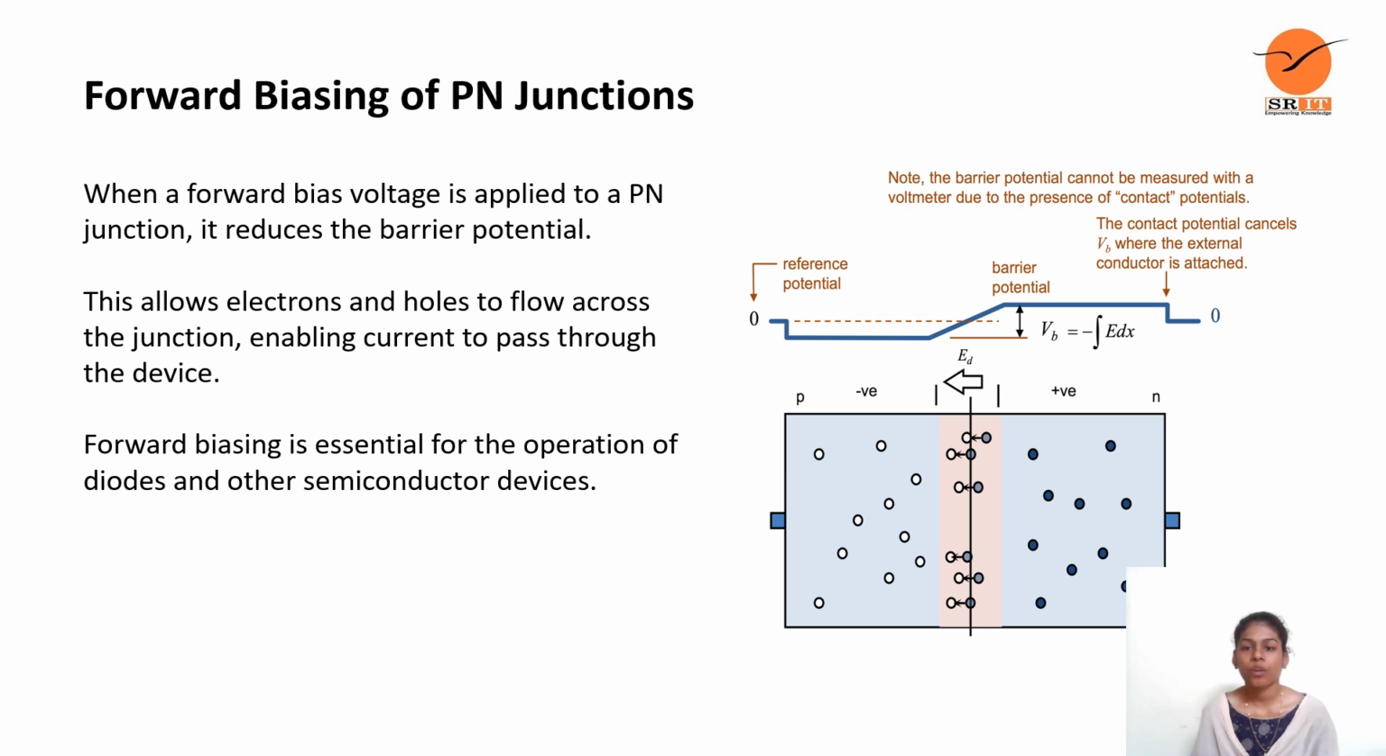Note that the barrier potential cannot be measured with a voltmeter due to the presence of contact potential. The contact potential cancels VB when the external conductor is attached. And this is the barrier potential and this is the reference potential. Have a look at the forward biasing of the p-n junction.